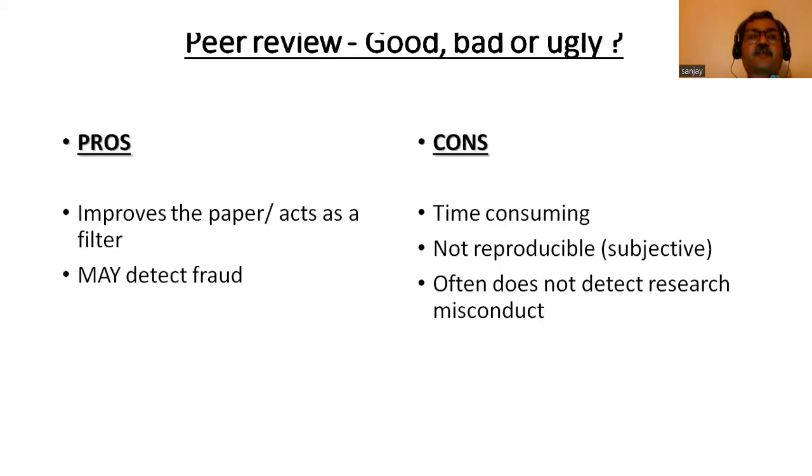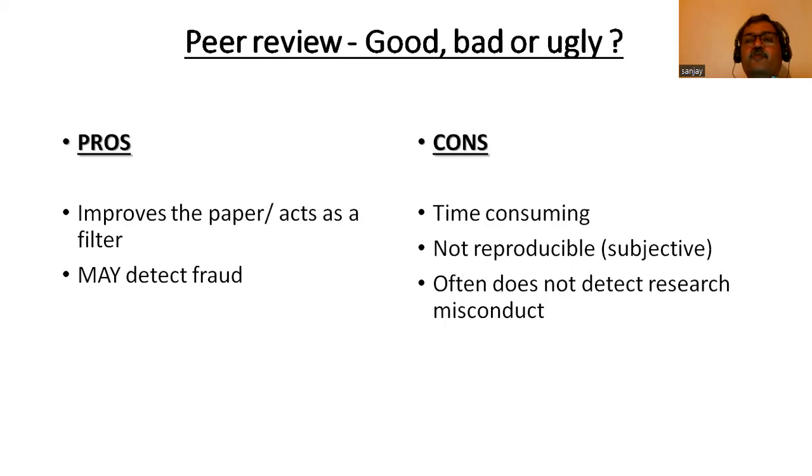And yet, there are people who talk about pros and cons. Is it good, bad, or ugly? And there are pros and cons to peer review. The pro is it improves the paper, or it acts as a filter and separates out bad science, in our case, or bad humanities, or whatever the subject is. The other pro is it may detect research misconduct.